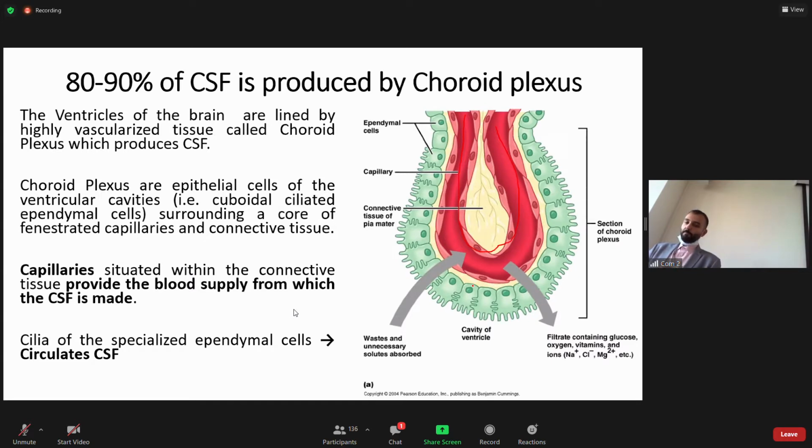Now, the whole core of this is what we call the choroid plexus. So basically, as I said, these are the ependymal cells, and the cilia on them contribute to the movement of the CSF. So by beating, they contribute to the movement of CSF.